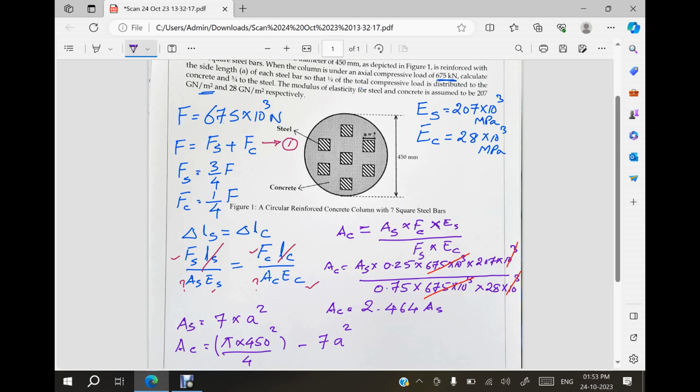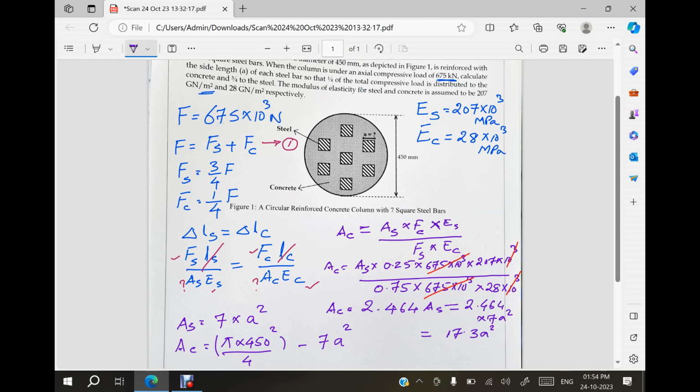I have no space here actually, so let me write it out here. AC can be written as 2.464 AS, and AS is 7A square. So 2.464 multiplied by 7A square. This gives me 2.464 multiplied by 7, that is 17.248, that is 17.3 A square. This is the value of AC.